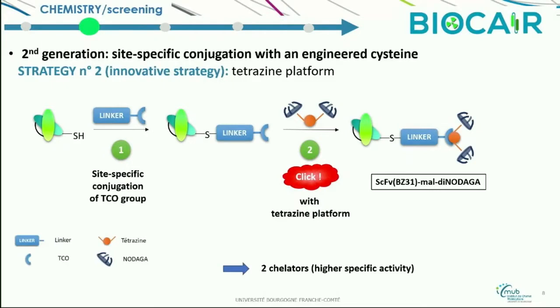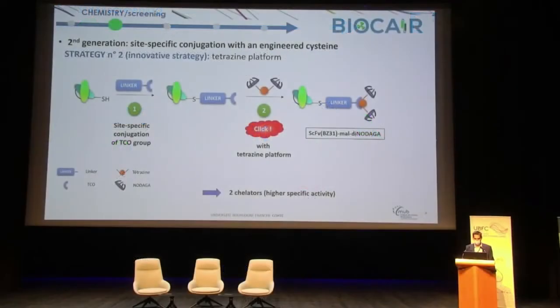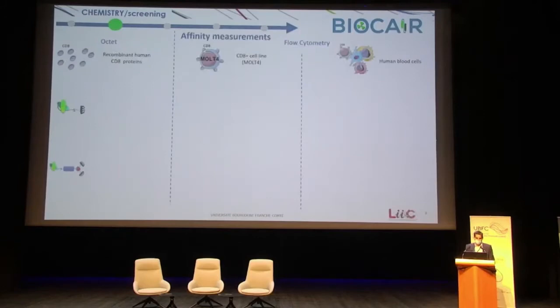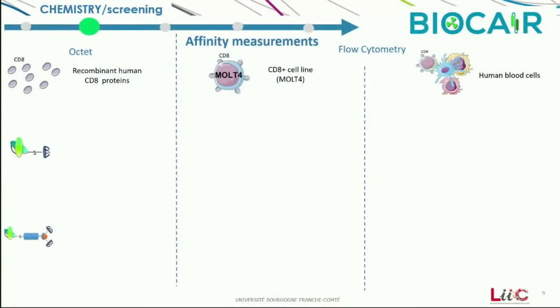So we have two chelators, so we have a better specific activity, we have better radioactivity to be imaged, and we have a better contrast at the end. Then we have to screen between two different fragments, either the single NODAGA or the DNODAGA.